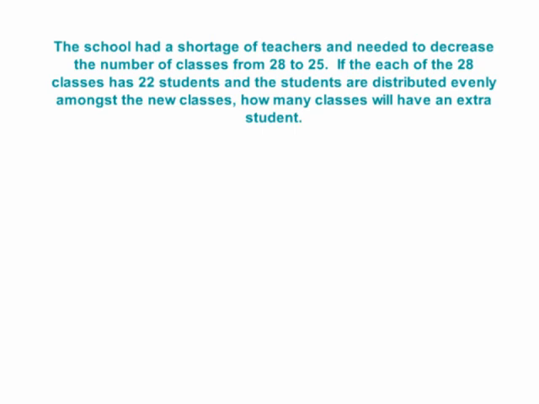In this case, we're reducing the number of classes from 28 to 25 but keeping the same number of students. So we want to find out how many students we have in these 28 classes, each with 22 students. So we multiply 28 by 22, gives us 616 students. We now divide the 616 by 25, leaving us 24.64. That 0.64 is 64% of 25. That gives us a real number of 16.